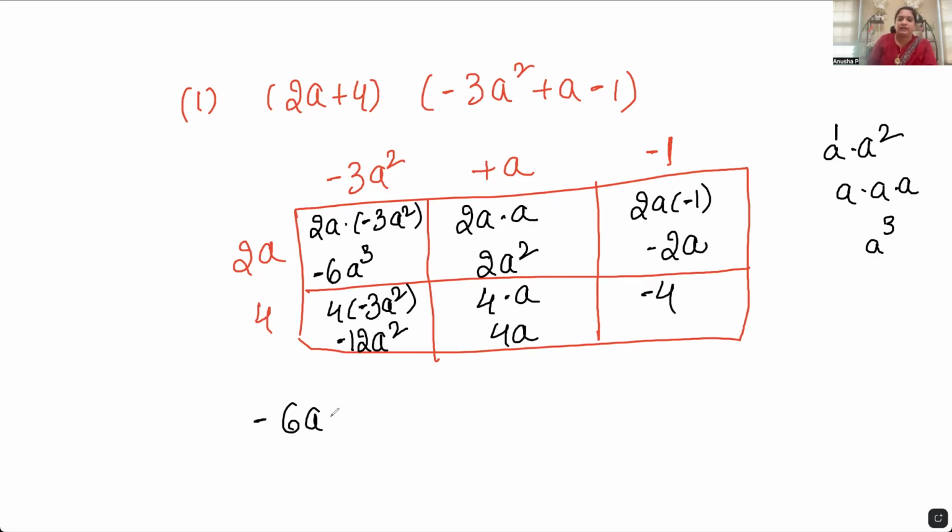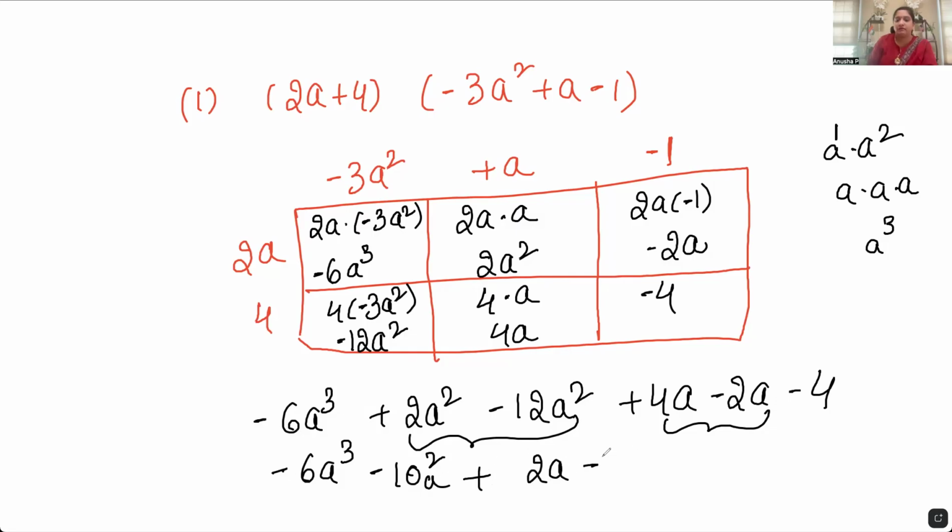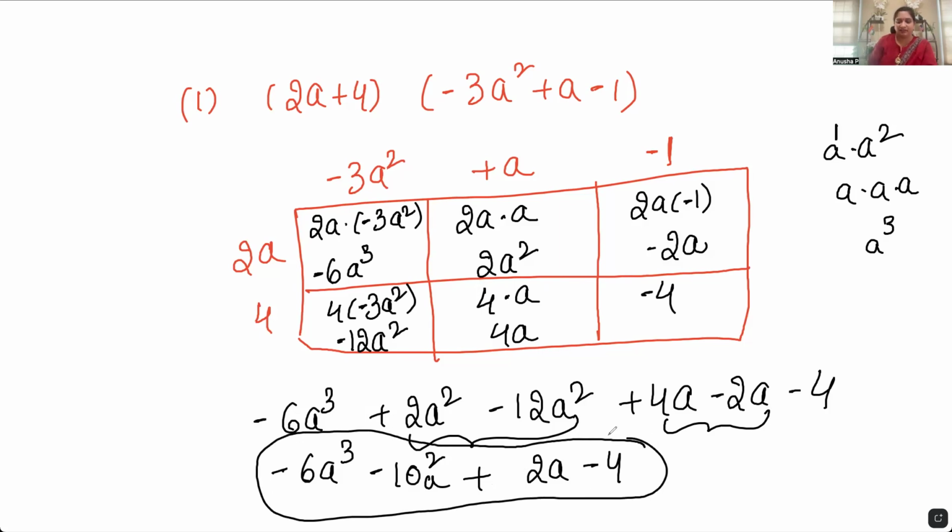Now we will combine the like terms. Minus 6a³, 2a², minus 12a², positive 4a, minus 2a, minus 4. When you combine the like terms, 2a² minus 12a² is minus 10a², and 4a minus 2a is plus 2a, and minus 4. Okay.